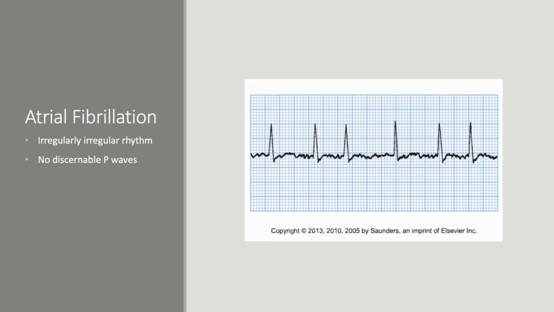Okay? By the way, what's a regularly irregular rhythm? Well, that would be like this. It would be blip, blip, blip, blip, blip, blip, right? It's that same pattern over and over again. There's regularity to it, but it's irregular because there's an early beat in there.